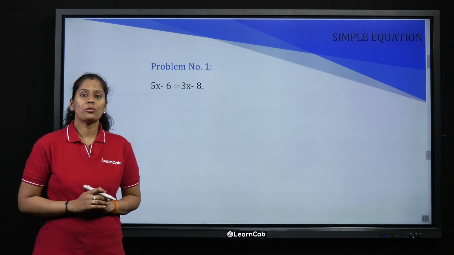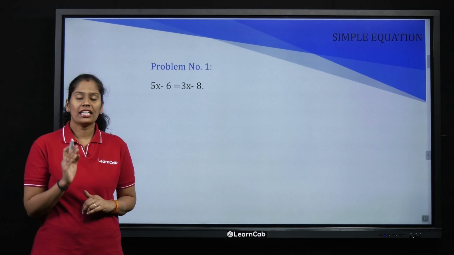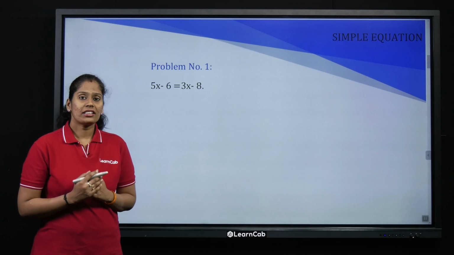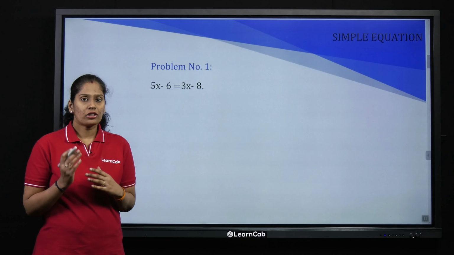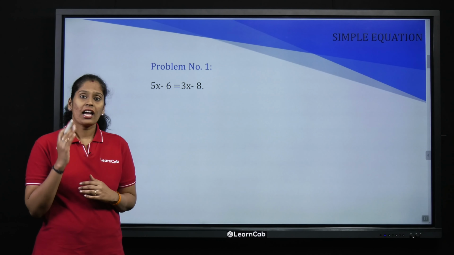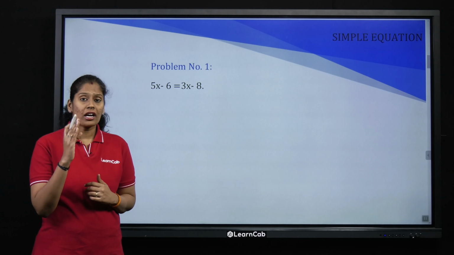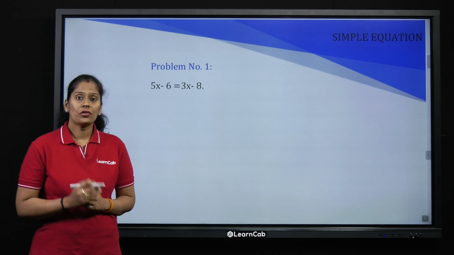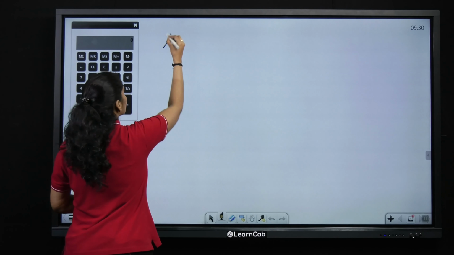My problem number 1 is 5x minus 6 equal to 3x minus 8. You can see in the question, it's a combination of variable and constant, but I got only one variable, or I can say I got only one unknown, that is x. So this is an example of a simple equation. So let us solve it.